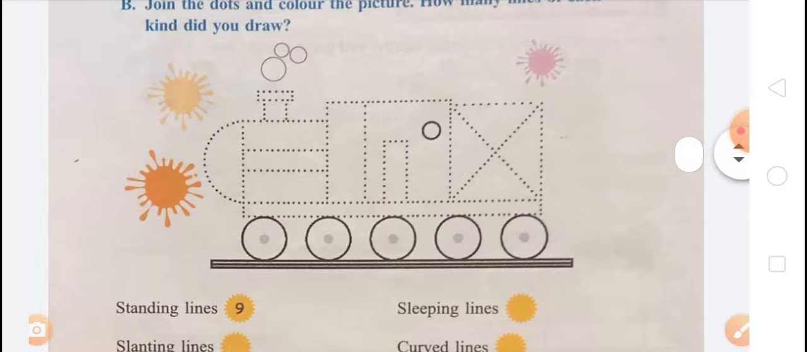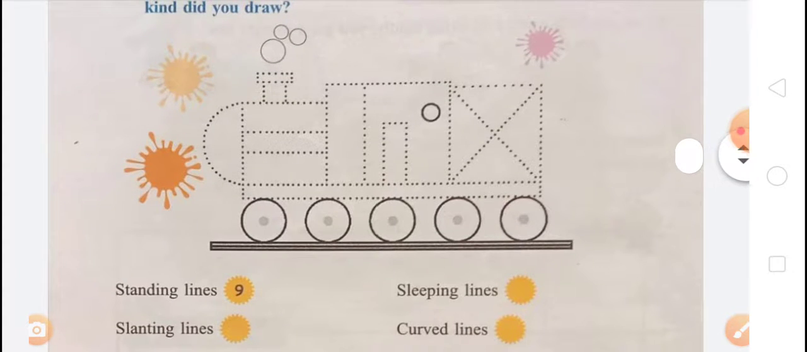You have to write the number of standing lines, number of sleeping lines, number of slanting lines and number of curved lines. The number of standing lines is 9, and after that we have to write the number of sleeping lines. So, 1, 2, 3, 4, 5, 6, 7, 8, 9, 10. The number of sleeping lines is 10, and the next one is slanting lines.